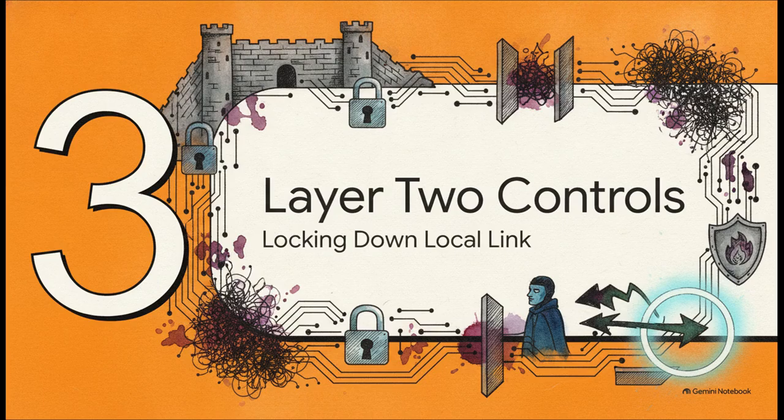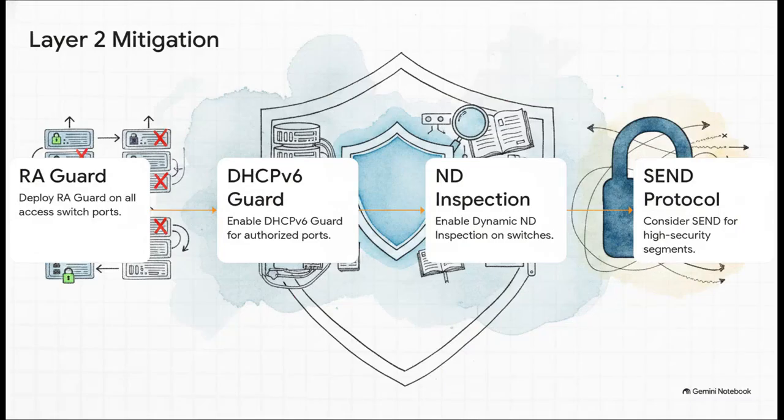Okay. The perimeter is secured. Now we have to look inward. Inside your perimeter, the local link needs an immediate lockdown to stop rogue configurations, neighbor spoofing, and malicious network redirection. Let's look at Layer 2 network controls. To build these internal defenses, you need to knock out 4 critical Layer 2 steps.